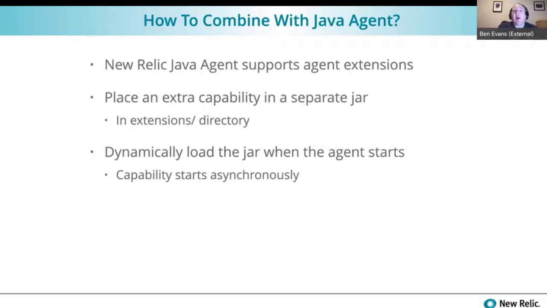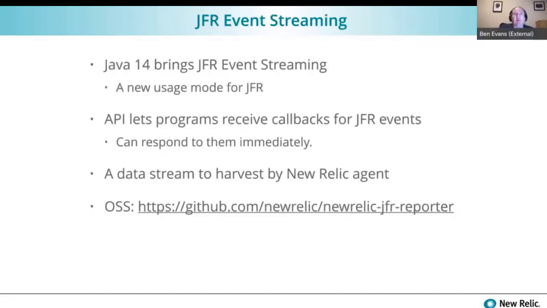They place them in a separate jar, and then when the New Relic agent loads up, it dynamically loads any extensions it can find, and those capabilities start asynchronously, and they're added to the internal microservice architecture that we provide for. So that was an obvious way to do something with JFR, as an agent extension. And then we came across JFR event streaming. Now, this is an API which turns up in Java 14, and it's not based on recordings. Instead of recordings and files, it lets you receive callbacks for JFR events, and you can respond to them immediately. So this then provides us with a data stream which the New Relic agent can use.